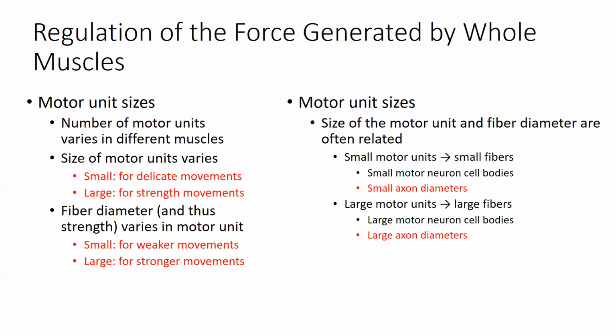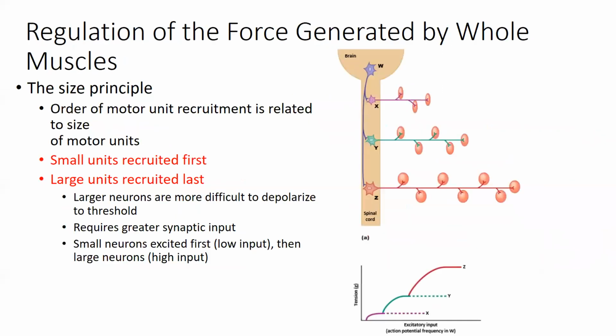The cell bodies are going to be bigger for this bigger motor unit in this bigger muscle to generate more force. Okay? So the motor unit size is going to correlate with the fiber diameter. It's going to correlate with the axon diameter. It's going to correlate with the cell body size, and it's going to correlate with the type of movement, right? And the force that is generated. All right.